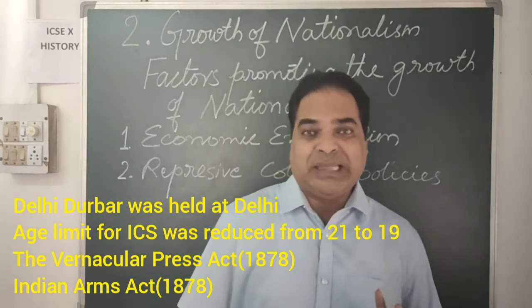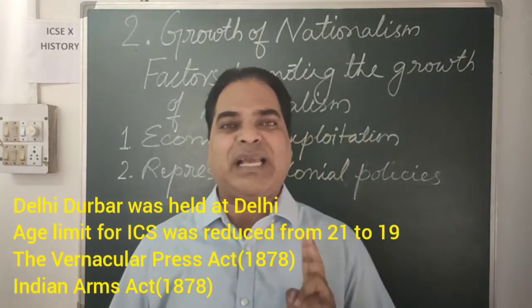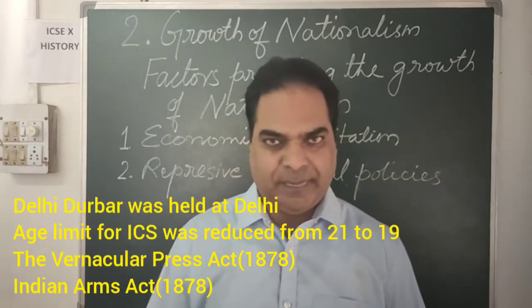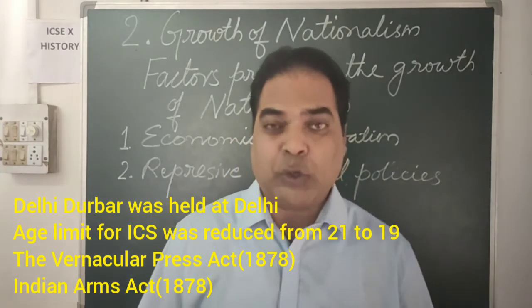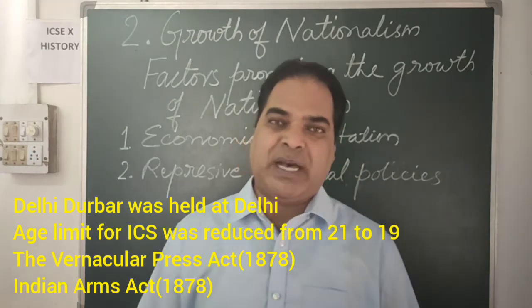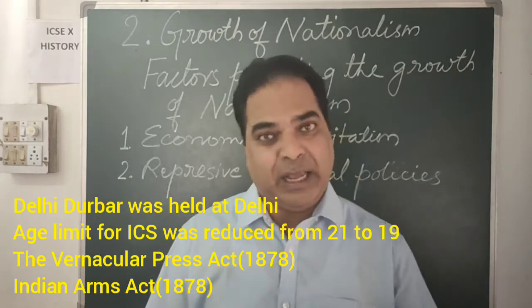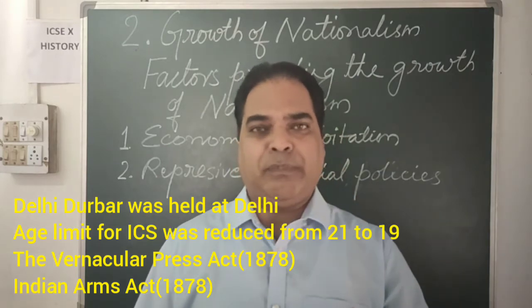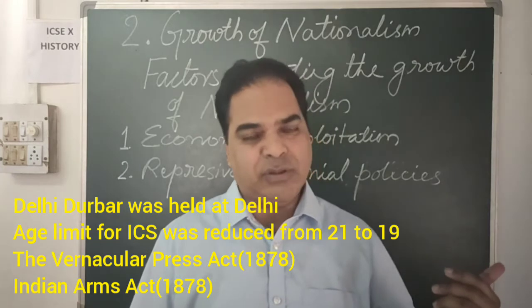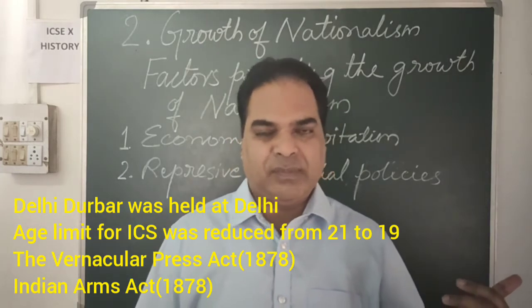Number 2, the age limit to write the ICSE examination was reduced from 21 to 19. This way the Indians could not compete. And number 3, Vernacular Press Act was passed in the year 1878. Accordingly, the vernacular papers were not allowed to write against the government. If found, they will be banned.